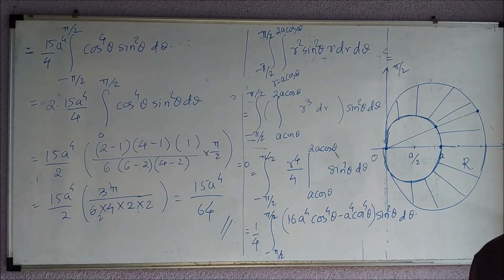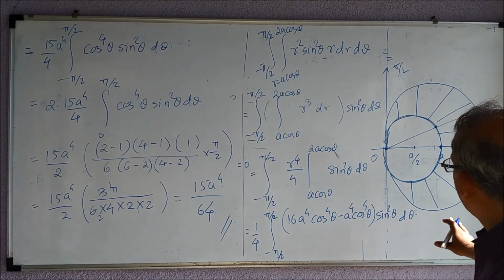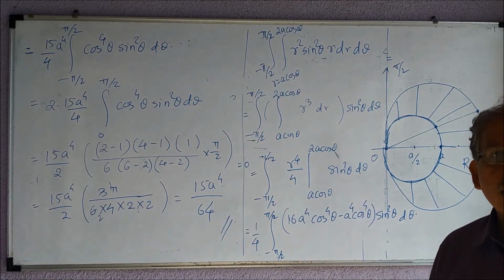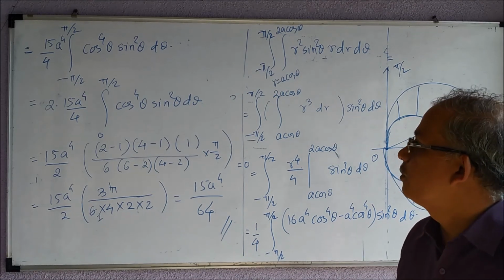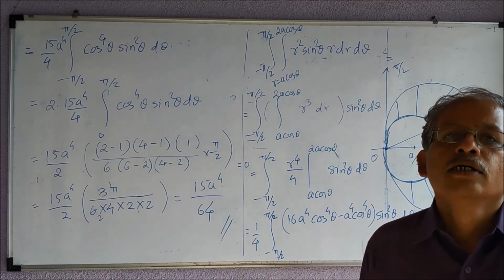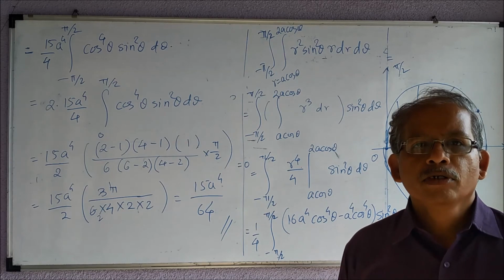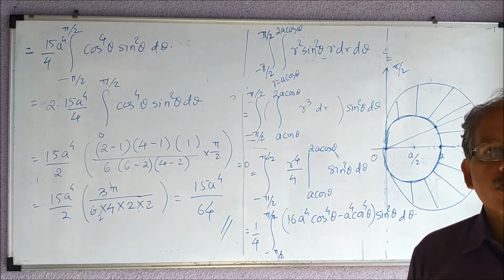So I hope you have understood this: getting a region, then converting it to the polar form, and then solving. Okay, this is a very difficult problem. Try to solve some more problems from the exercise.